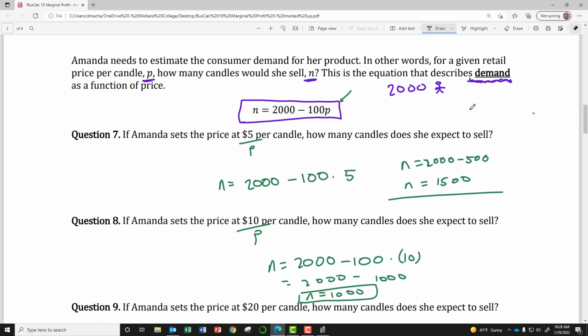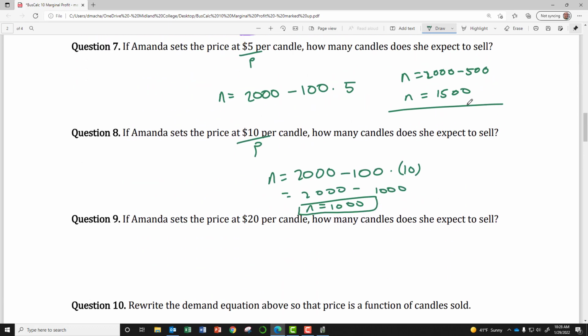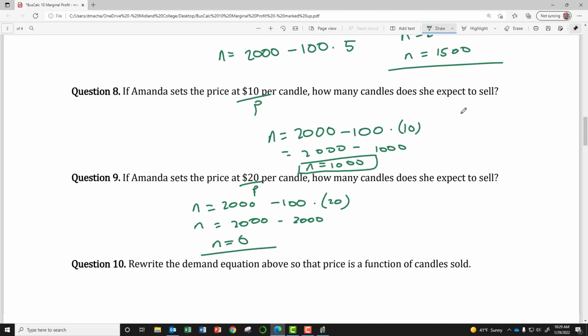So as the price increases, she's selling fewer and fewer candles. It says if Amanda sets the price at $20 per candle, what happens? And so if we set the price at 20, we're talking about 2,000 minus 2,000. And so she's going to sell 0 candles if she raises the price to $20, because that's just too much for the price per candle. So no one wants to buy an expensive candle.